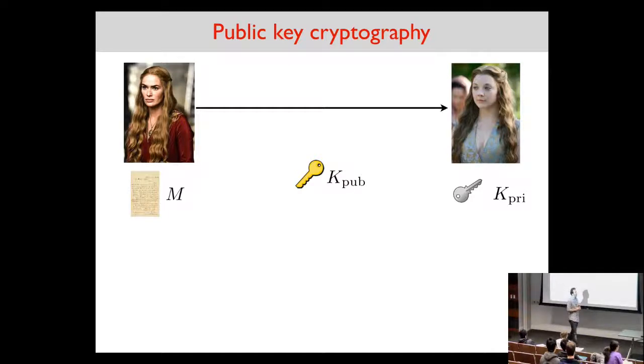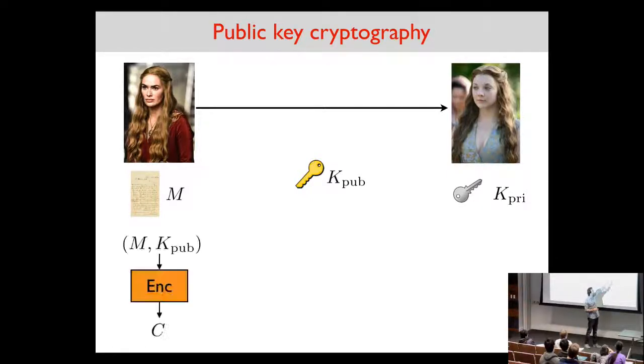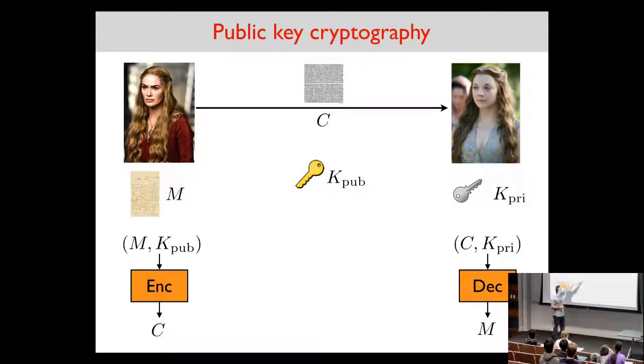Now, in notation, let's say M denotes our message. Let's say K sub pub is the public key that anyone can use, and K private is the private key. When you want to send a message, you take the public key and the message M, you have some encoding algorithm, and you get some ciphertext out of it. You send that ciphertext, the encoded text, through the channel. And then at the other end, you take that encoded text and your private key, you have some decryption algorithm, and you get the message M back.